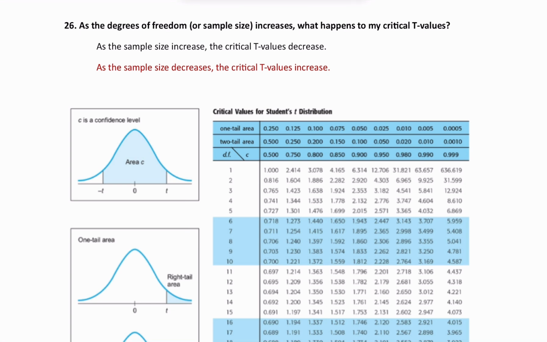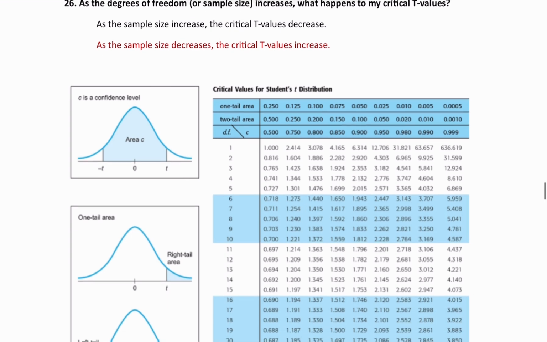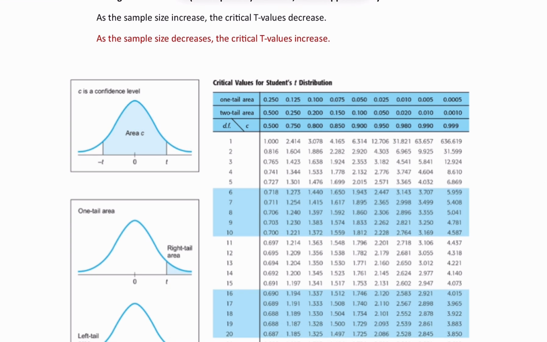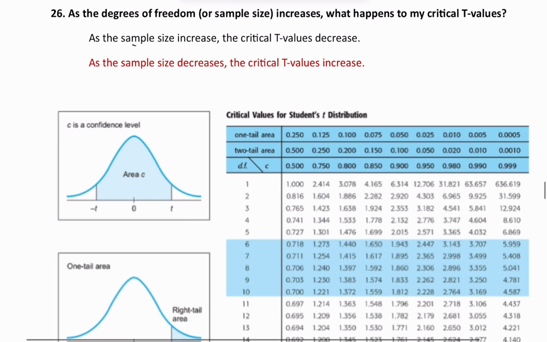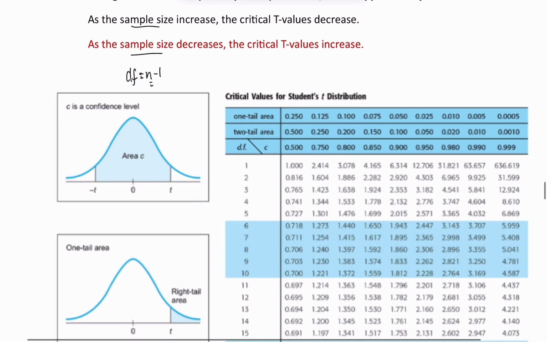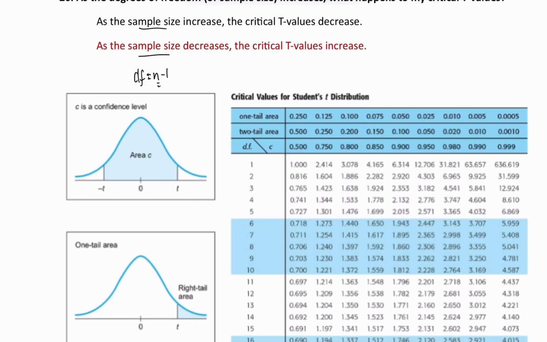Number 26, as the degrees of freedom or sample size increases, what happens to my critical t values? So here we have an inverse relationship. As the sample size increases, the critical t value decreases, and as the sample size decreases, the critical t value increases. And we can see that simply from our chart here. So if we think again, degrees of freedom is equal to n minus 1, so very related to our sample size. We can think about an increase in degrees of freedom as an increase in sample size.